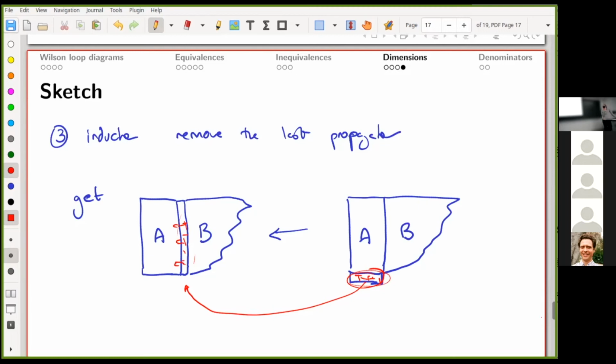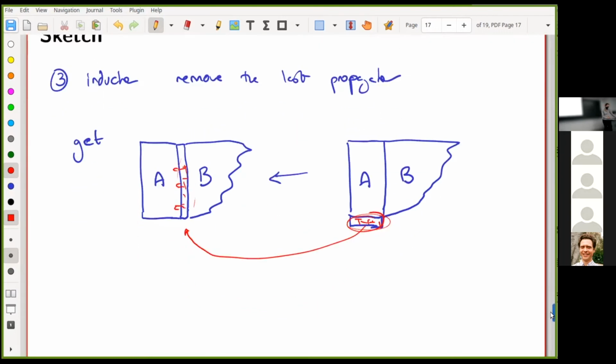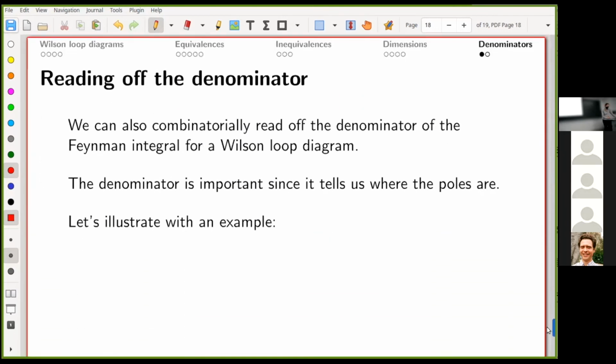Okay, I'm going to tell you one more thing that you can do combinatorially with these guys, which I think is also very cute. And that is, I'm going to tell you how to read off the denominator. So let's think back to the original problem. Why did we have these diagrams? They were coming from some next to maximal helicity violating diagrams.